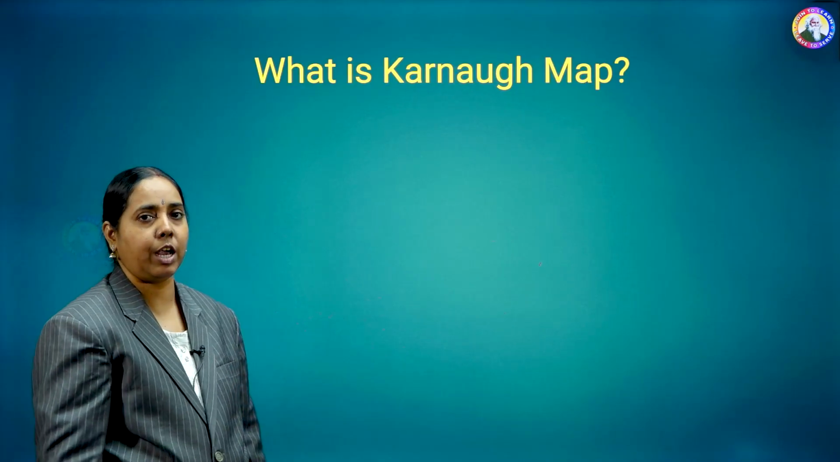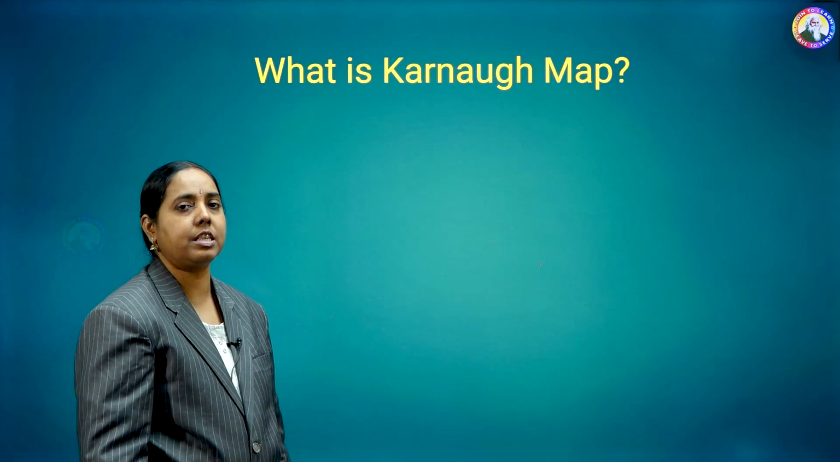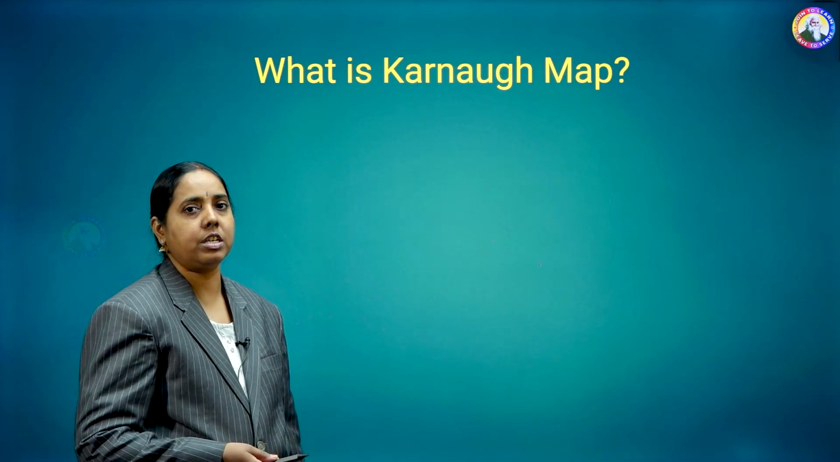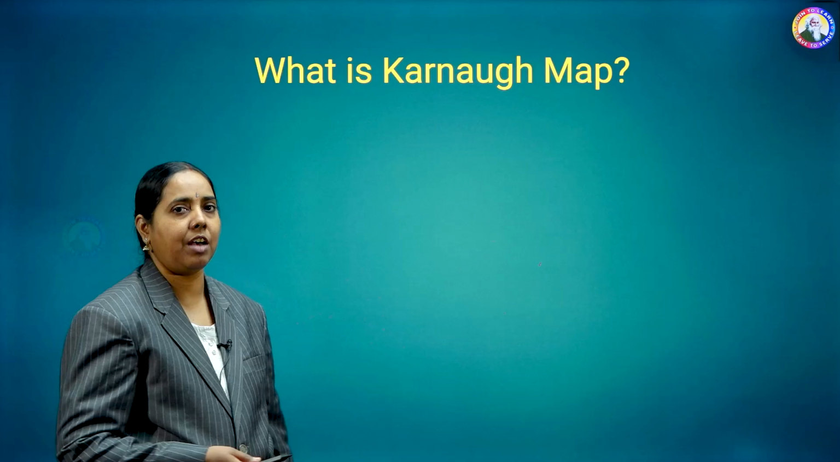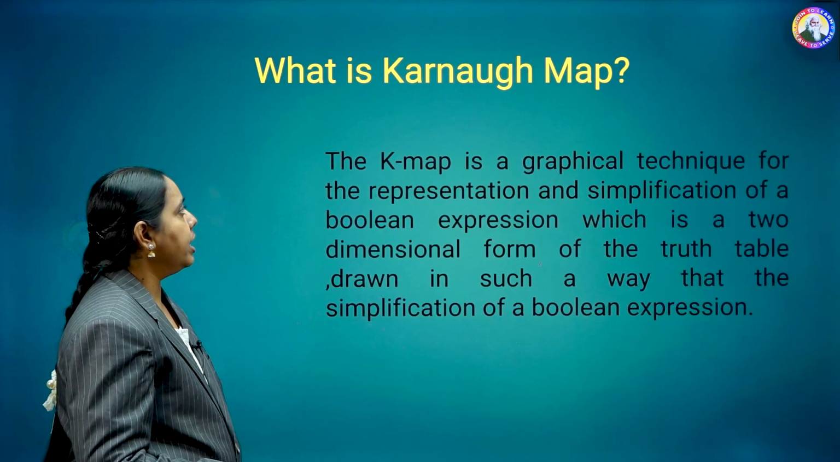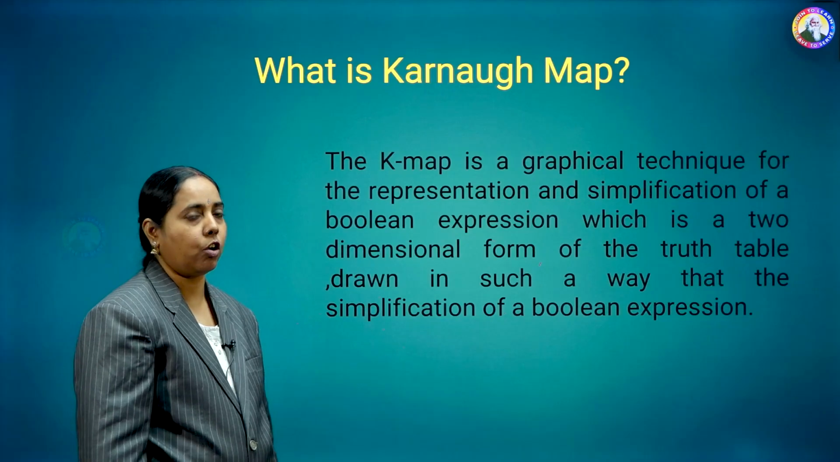We can solve Boolean equations by applying rules, postulates and so on, but the K-map or Carnot map method is a simplified method to solve the Boolean equation in a simplified manner. It means we will have fewer steps to solve the Boolean equation. So, what is meant by K-map or Carnot map?